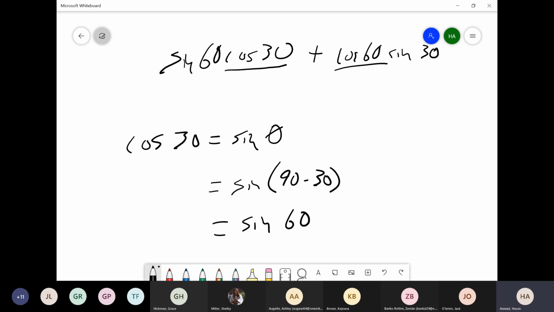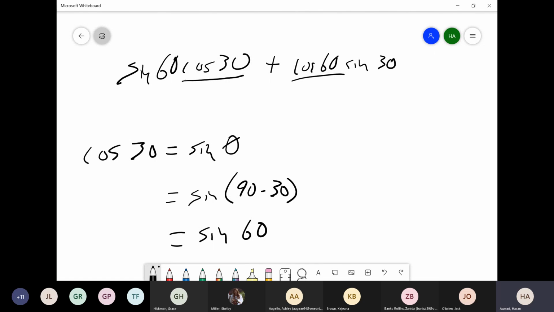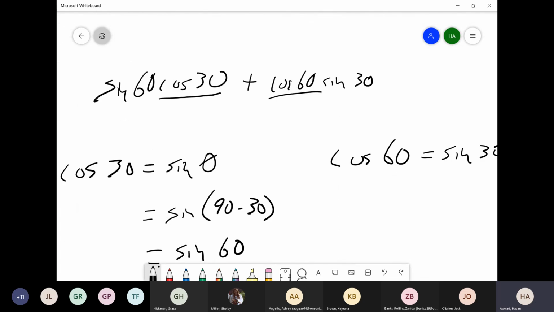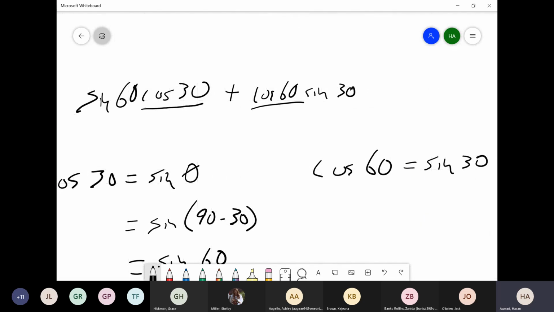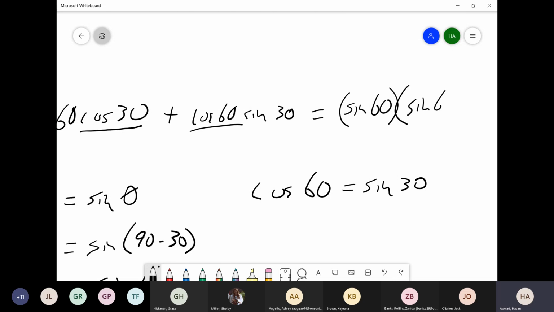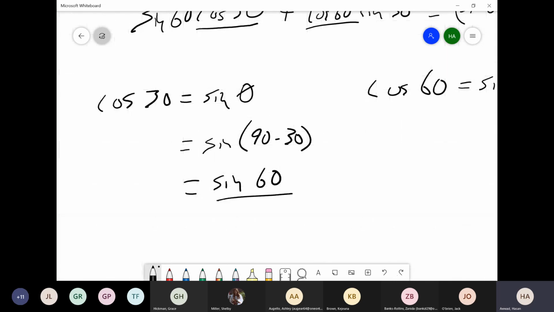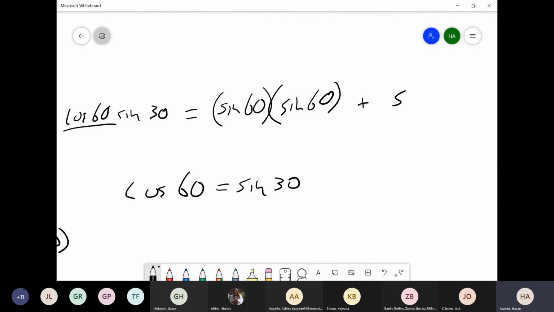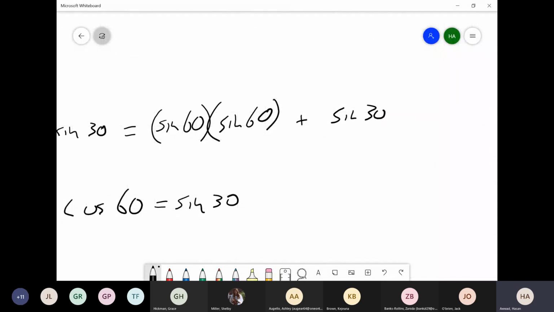So we know that cosine of 30 is sine of 60, and then translating cosine of 60, I'm not going to spend too much time on this, it's the same exact procedure. Cosine of 60 ends up being sine of 30. So we can rewrite the statement we started with up top in terms of only sine. We get sine of 60 times another sine of 60, because that's exactly what we figured out cosine of 30 to be, plus sine of 30 times another sine of 30.